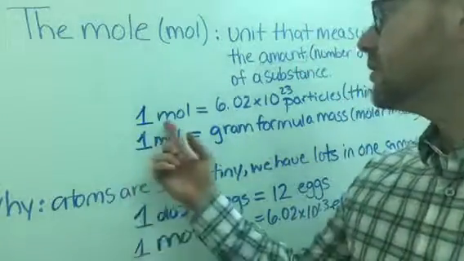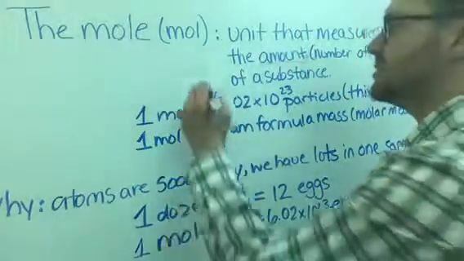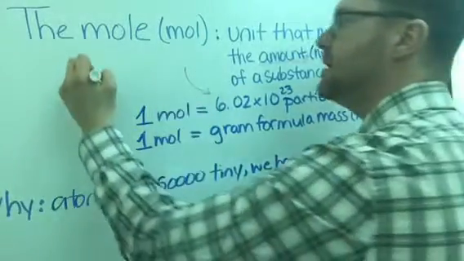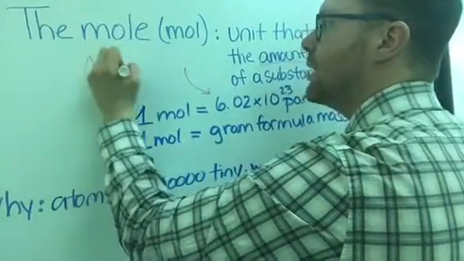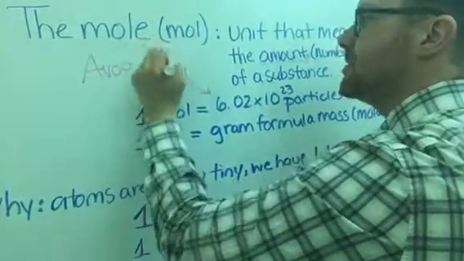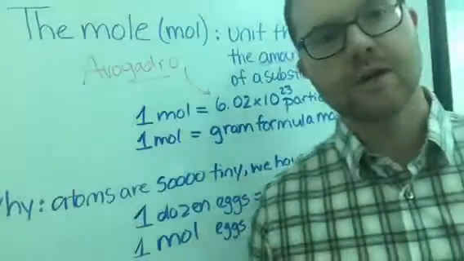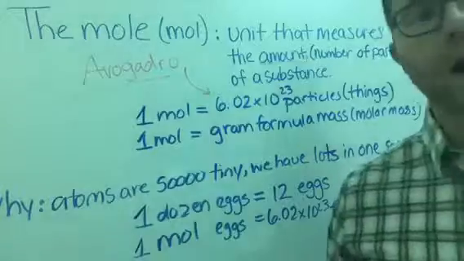So what you need to know, 1 mole is 6.02 times 10 to the 23. This has a very special name. It's named after a guy named Avogadro. He came up with this. It's called Avogadro's number.